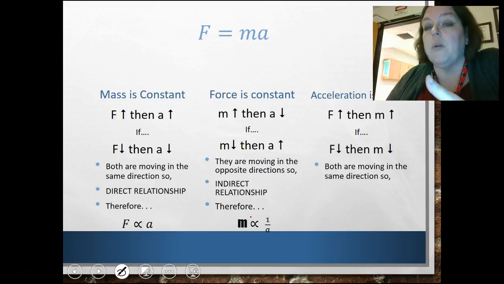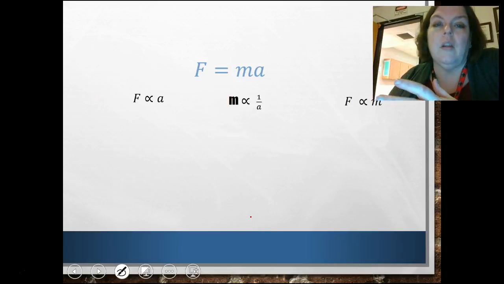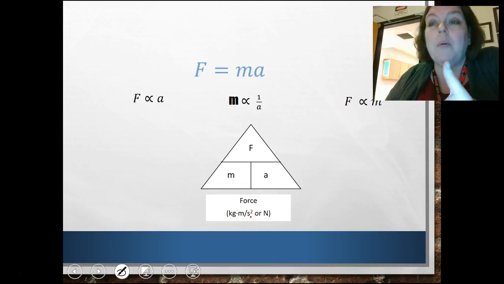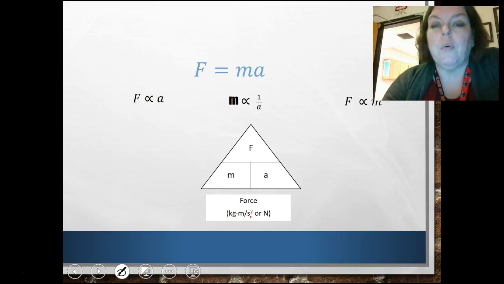So both are moving in the same direction for the next equation. That's a direct relationship. Therefore, force is equal to mass times acceleration. So if we use this to look at the triangle, so here we go. We have these relationships, and what we see in this triangle is this. Look at where force is.